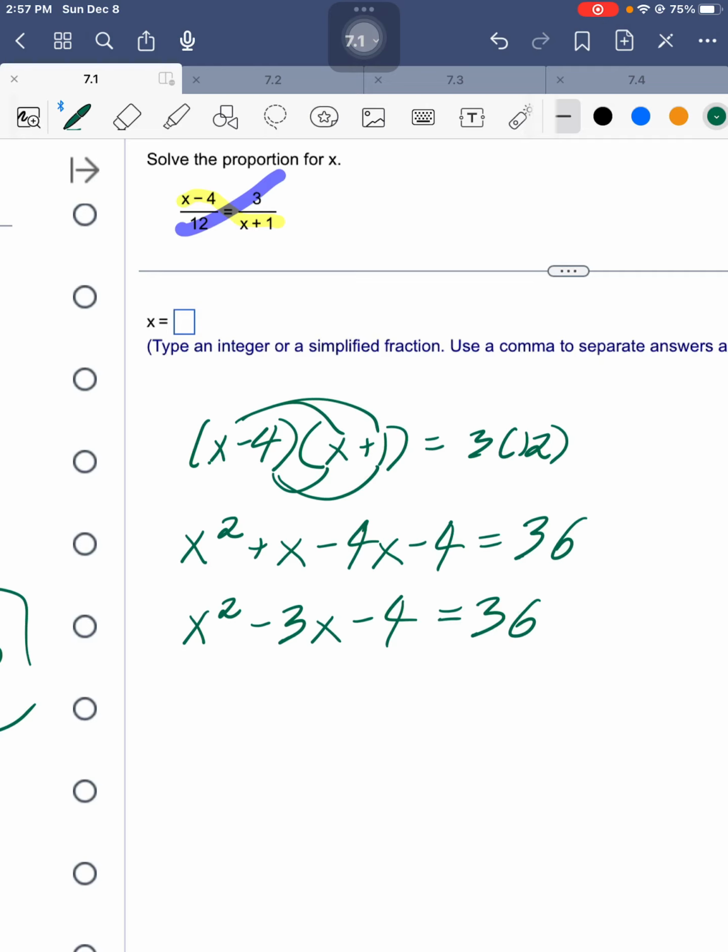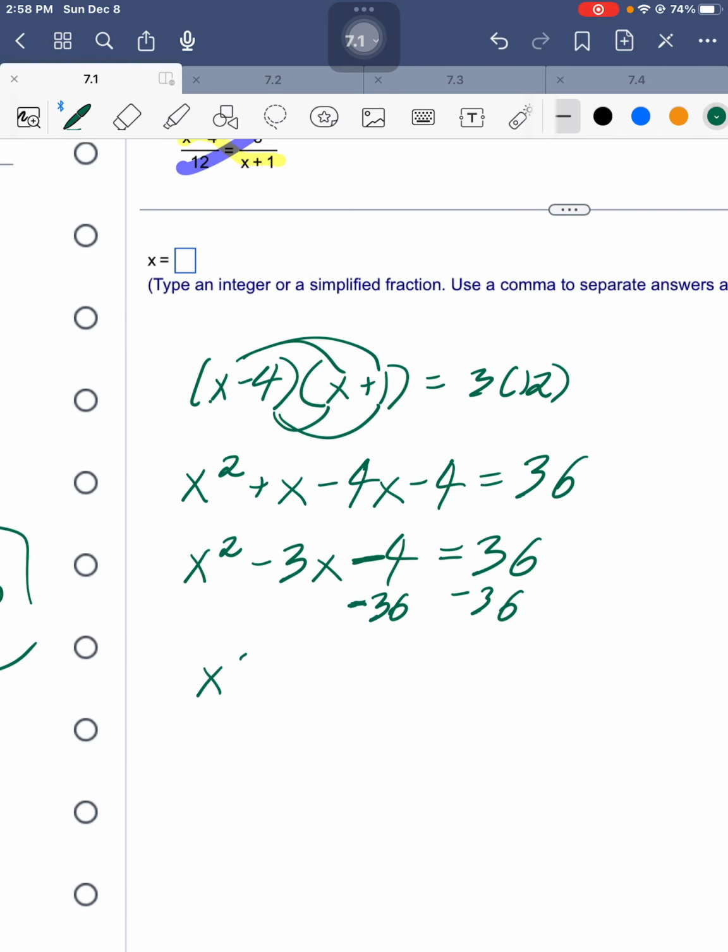Now, this is in a quadratic format. Since you have the x squared, and then the x, and then a constant, we want to turn this into a quadratic so we can solve for it. So what is important about our quadratic? We need to have an x squared, an x, a constant, and then equals 0. So let's make that equal to 0. So minus 36, minus 36. So what is negative 4 minus 36? That's going to be negative 40. So x squared minus 3x minus 40 equals 0.